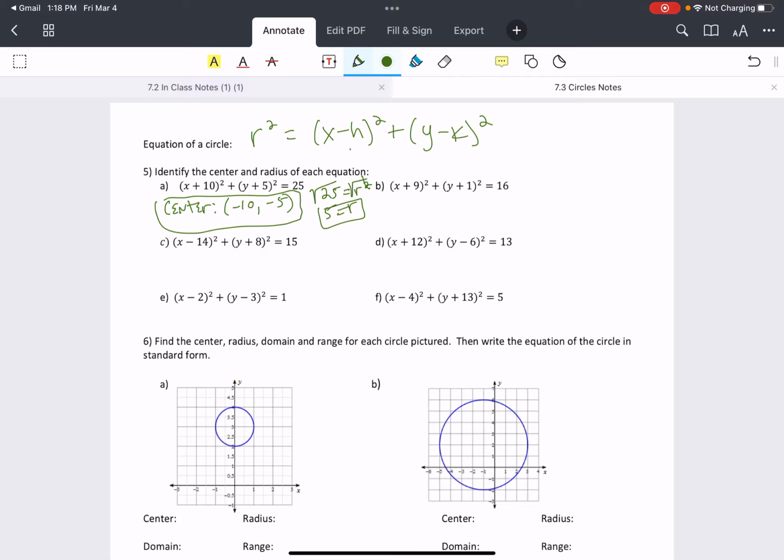Okay, let's try another one. My h for this one is going to be what? Anyone think they know? Lexi? It'll be -9. Good. And then what's my k? Lexi again or anyone? -1. Good. And then 16, that's my radius, right? No, that's my radius squared.